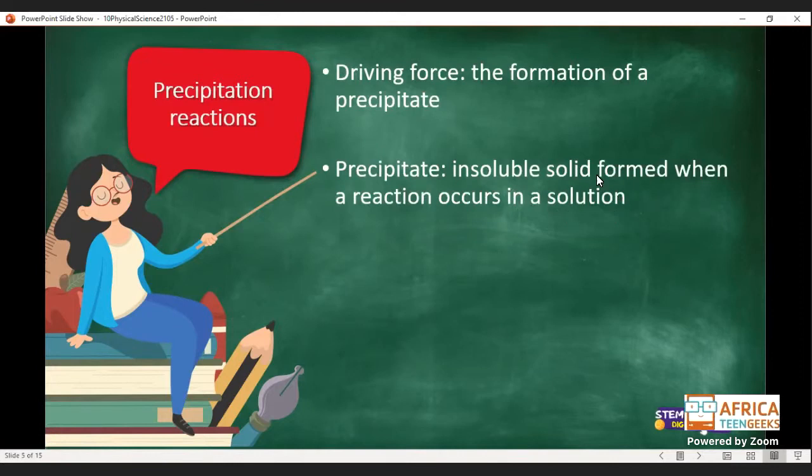I need two solutions, so two things that are normally dissolved in water, aqueous. I add them together, and one of the products that gets formed, sometimes more, but in grade 10 we work with one product, is a solid. And no matter how much I stir, no matter how much I shake, or heat the thing up, that precipitate does not dissolve again. So that is the idea behind a precipitate.